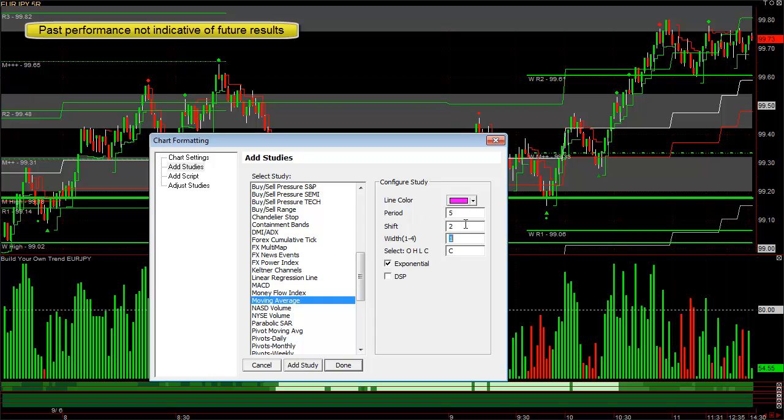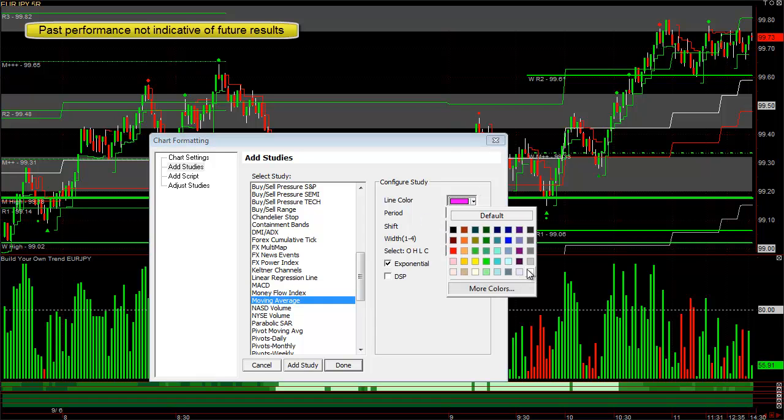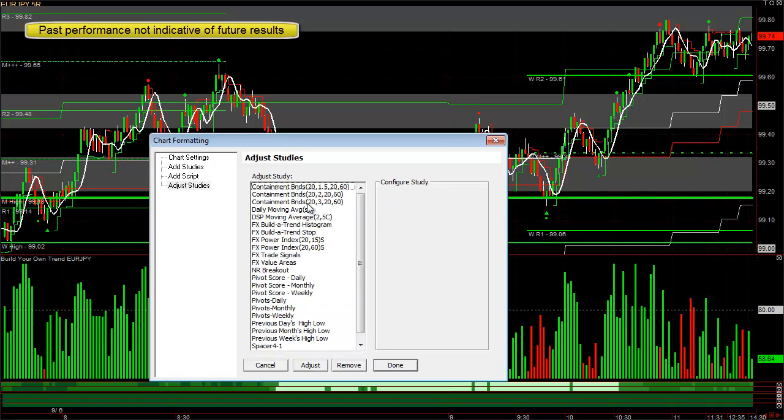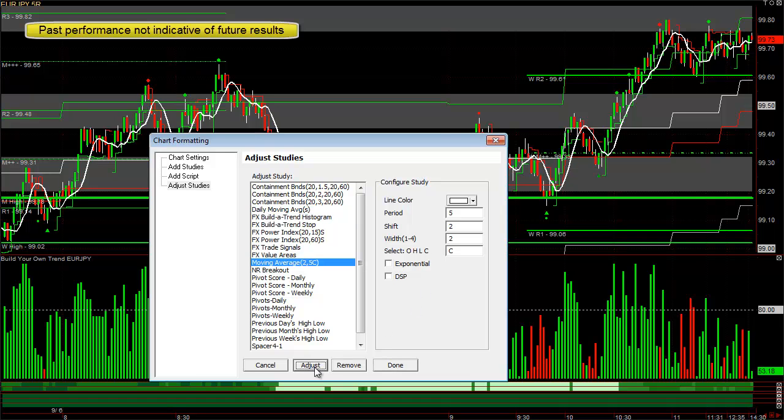Five period, shifted 2 to the right. I like to make it white so it stands out on the black background, and select digital signal processing. It's much faster. Now, just so you can see the difference, if I take that digital signal processing off, notice how the moving average slows down dramatically.